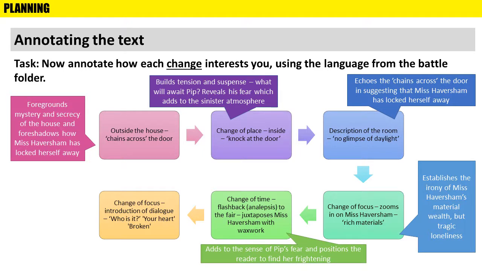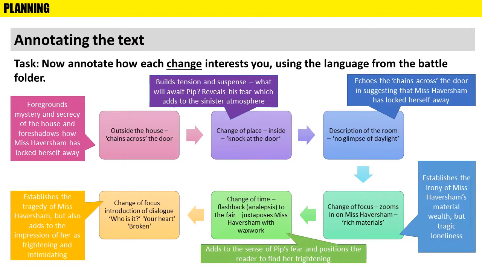The inclusion of that brief flashback or analepsis to Pip's experiences at the fair juxtaposes Miss Havisham with the waxwork that Pip remembers, and this adds to the sense of Pip's fear, positioning the reader to find her frightening. Finally, that change of focus by introducing dialogue not only establishes the tragedy of Miss Havisham and her broken heart, but also adds to the impression of her as frightening and intimidating. It also answers those questions that we had at the start of the extract about why she's locked herself away. It's because of her broken heart.